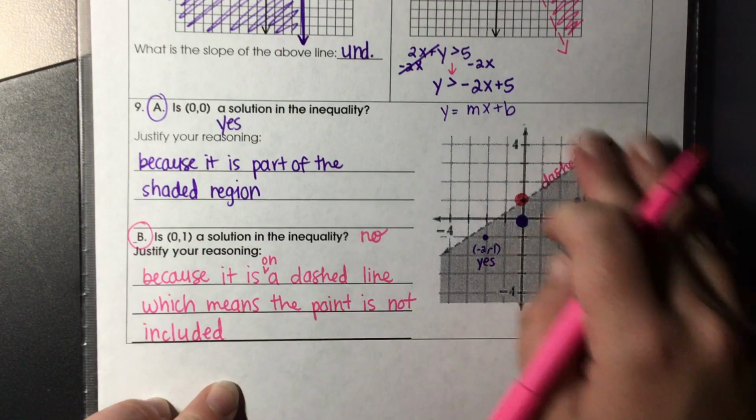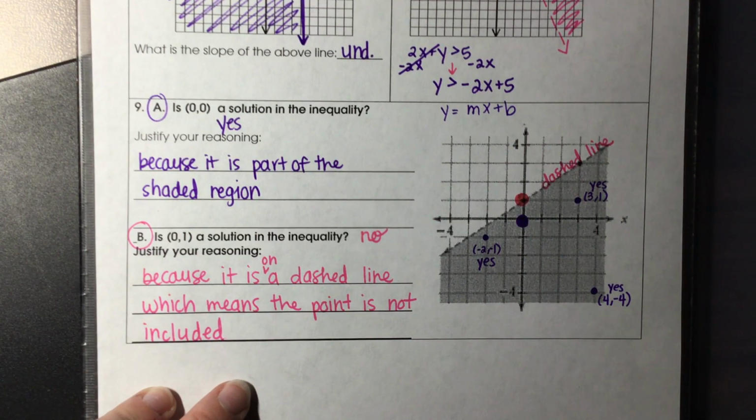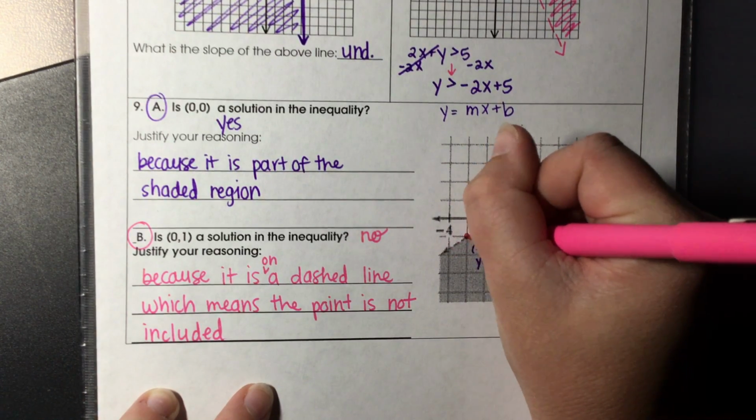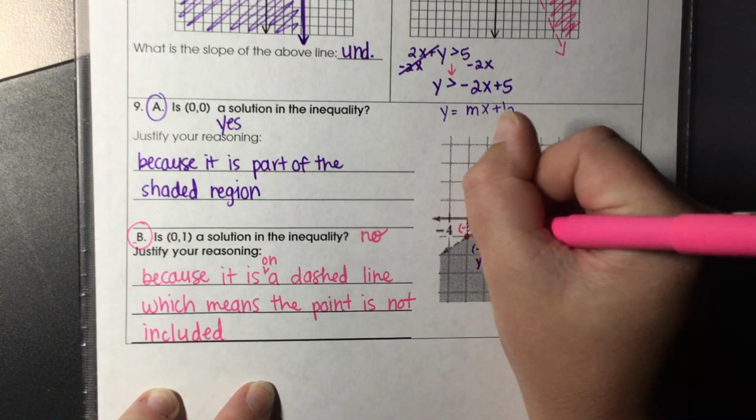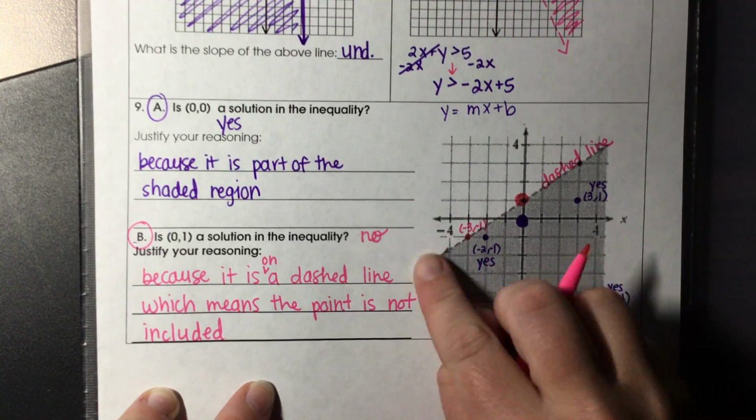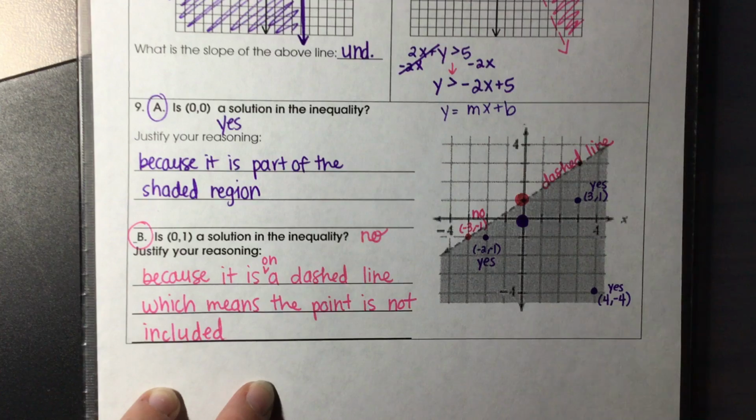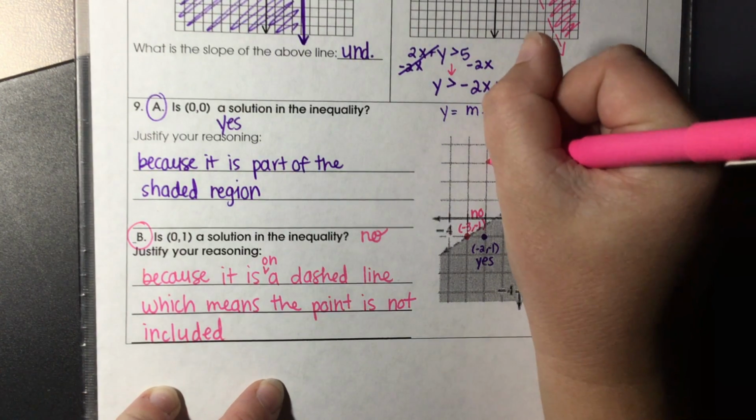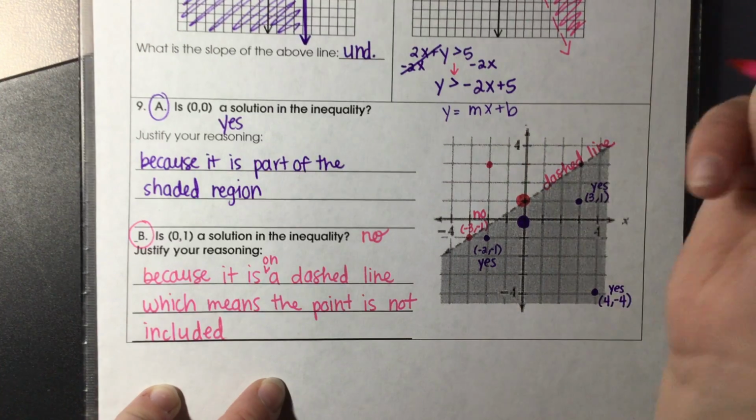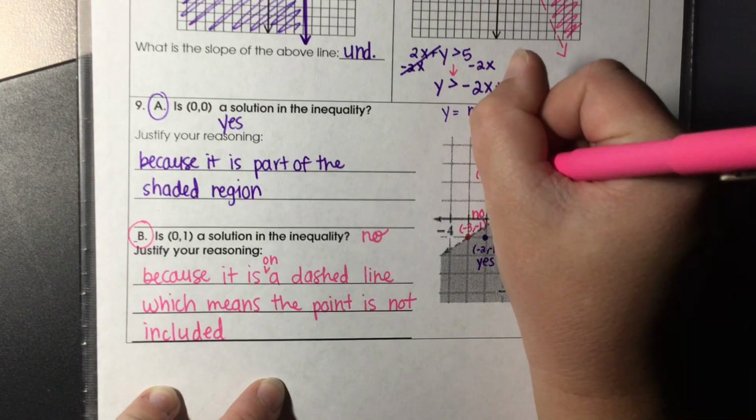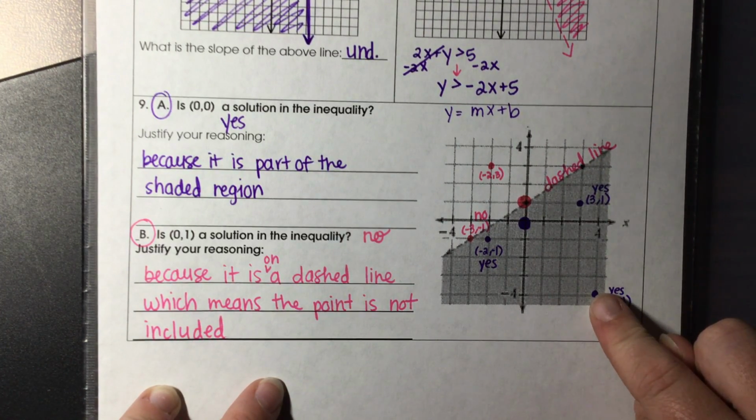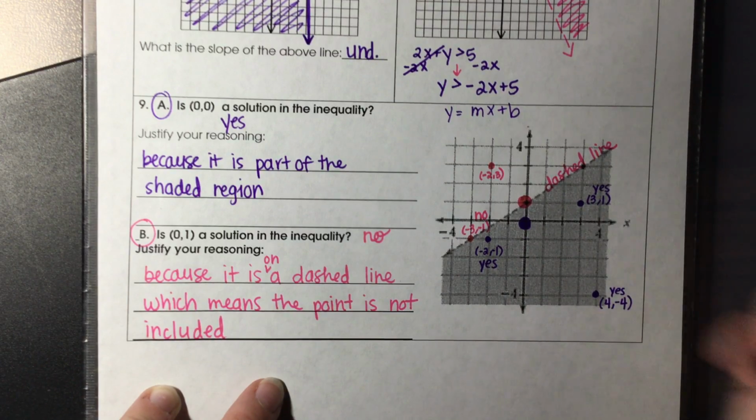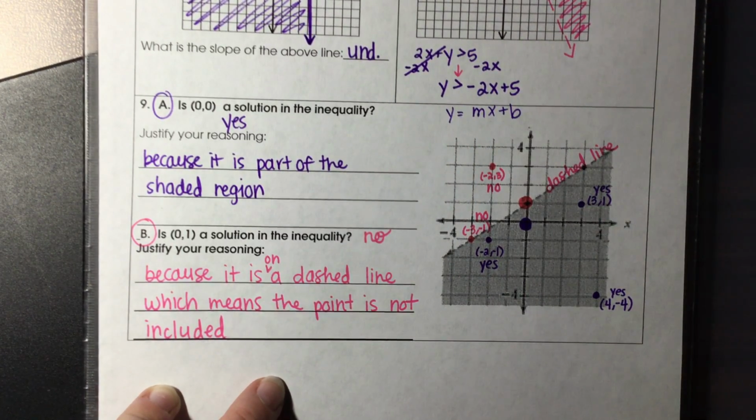Now let's talk about some other points that are also not a solution. If I talk about this point right here, negative 3, negative 1, once again I'm on that dashed line, so no, that would not be a solution. This point right here, negative 2, positive 3, is not in my shaded region at all, so no, it would not be a solution.